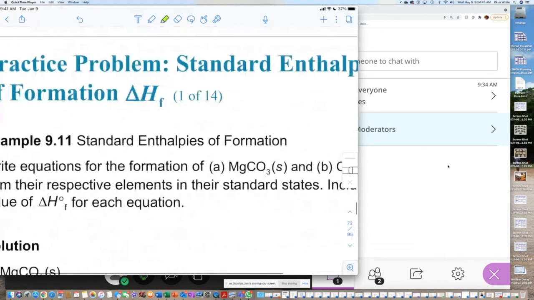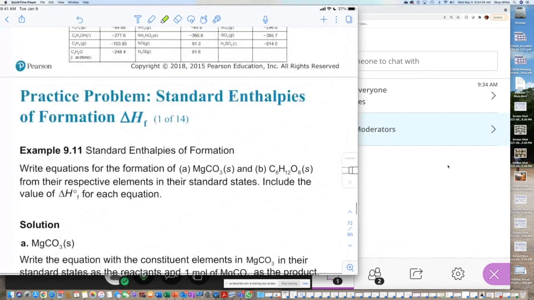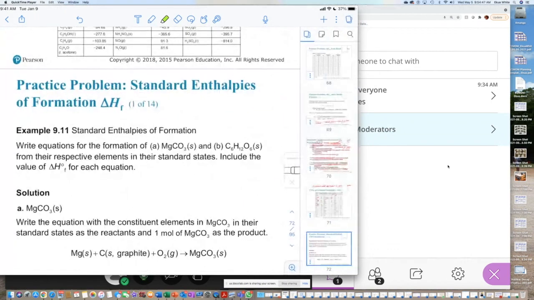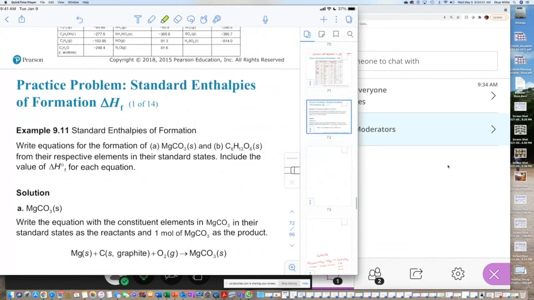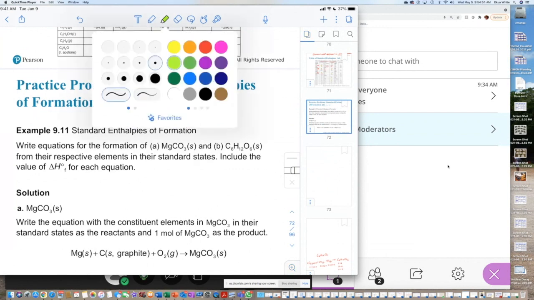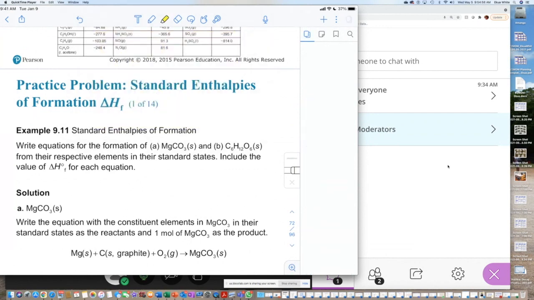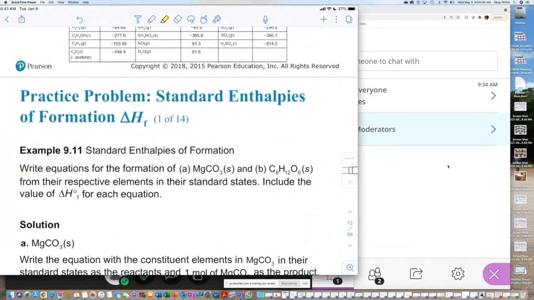So now let's go ahead and set it up. Based on our understanding of that, can we work this out? I'm going to be adding pages because I'm trying to not use the ones I already had. In this question here, we're told to write equations for the formation of magnesium carbonate. The context here is standard enthalpy of formation, and we're trying to make magnesium carbonate.